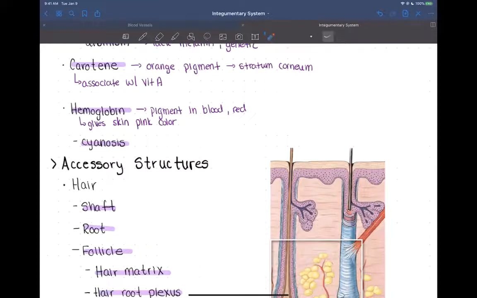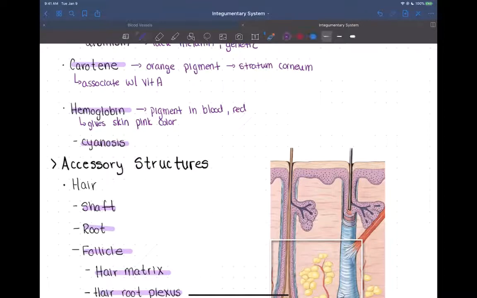Because remember, this whole layer, the epidermis, has no blood vessels. Okay, so thick skin, like in the palms of your hands, the soles of your feet, is going to have a very thick stratum corneum layer, which will make it a little harder to see your blood flow underneath that epidermis. Okay, and so the oxygenation of the blood can affect the color of the skin.